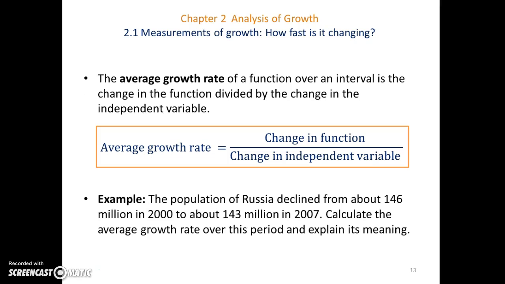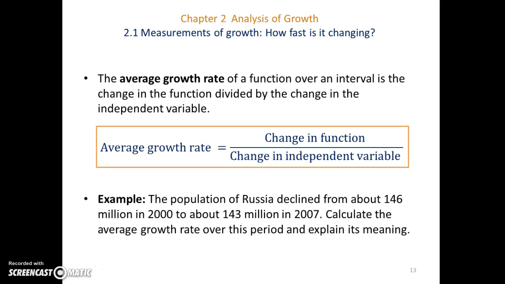The average growth rate of a function. The average growth rate of a function over an interval is the change in the function divided by the change in the independent variable. This is the definition of the slope. In chapter 3, when we talk about the slope, we're talking about average growth rate.